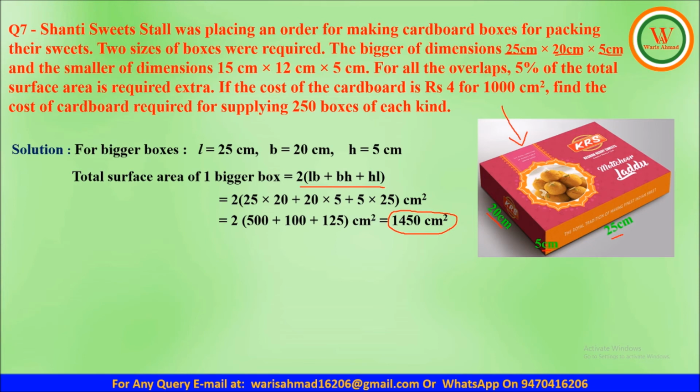But according to the question, for all the overlaps, 5% of the total surface area is required extra. Means for each box, we need 5% extra cardboard. For that, we have to calculate 5% extra cardboard for each box. So the area of cardboard required for overlaps, we have to calculate, that is given 5% of 1450 centimeter square, means 5% of total surface area.